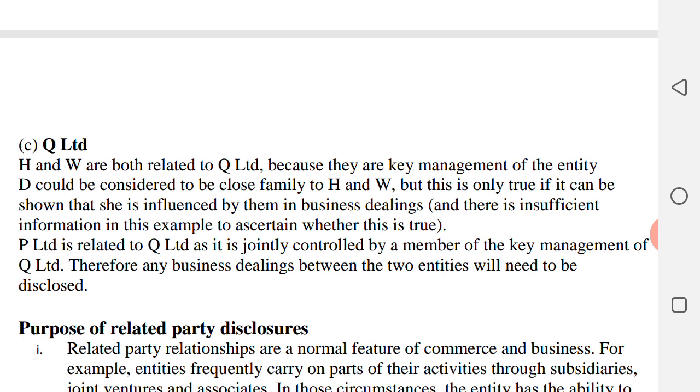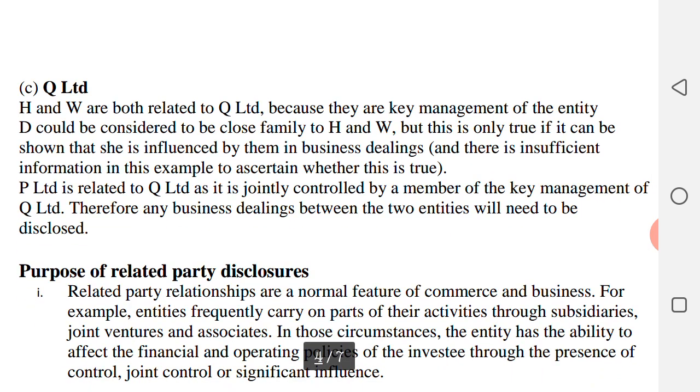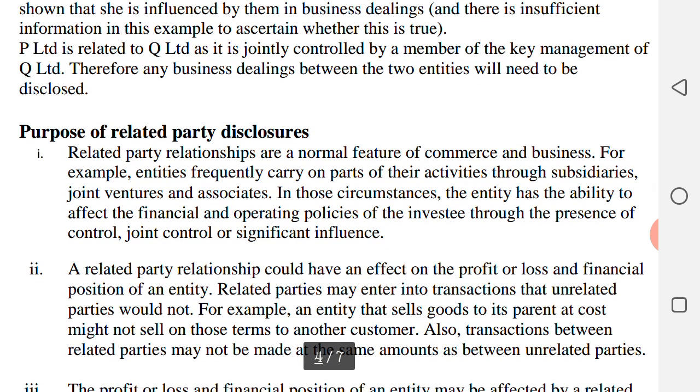While any children or any spouse that can influence each other in business transactions, then we say they are related. As long as they cannot influence each other, then we say they are not related. P Limited is related to Q Limited as it is jointly controlled by a member of the key management personnel of Q Limited. Therefore, any business dealings between the two entities will need to be disclosed. So P and Q are related.